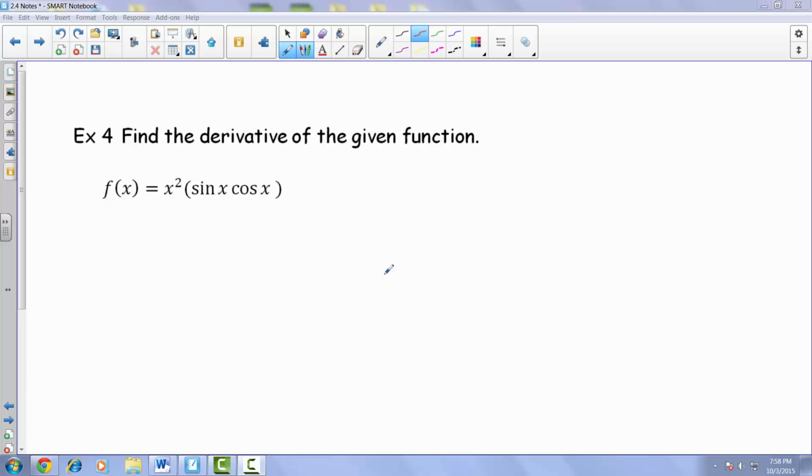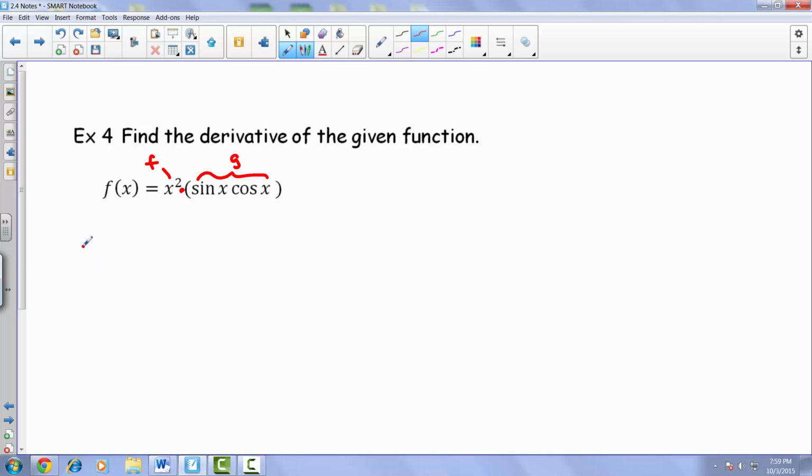Here we're looking at example 4 from our 2.4 set of notes. We're asked to find the derivative of the following function. What we're going to do is treat this first part as f, and then this entire second part as g. And we notice that we are multiplying these two, so we are going to use the product rule here.